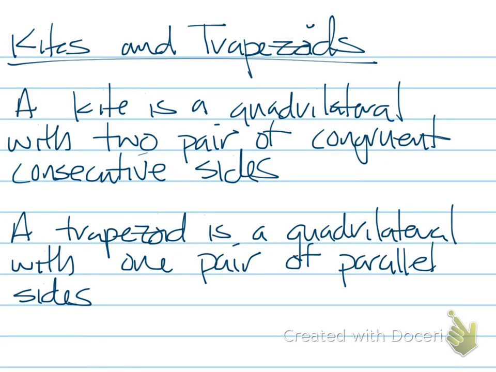This lesson we're looking at kites and trapezoids. A kite is a quadrilateral with two pair of congruent consecutive sides. A trapezoid is a quadrilateral with one pair of parallel sides.